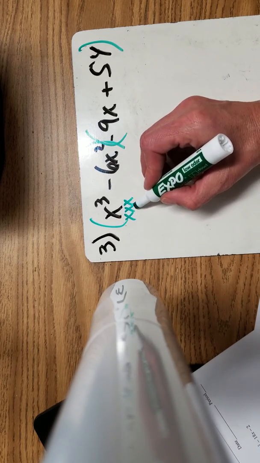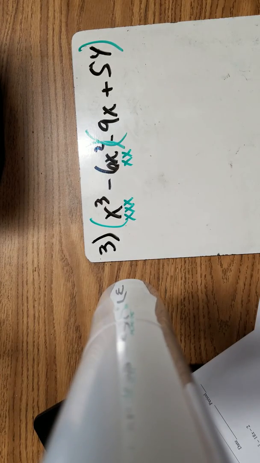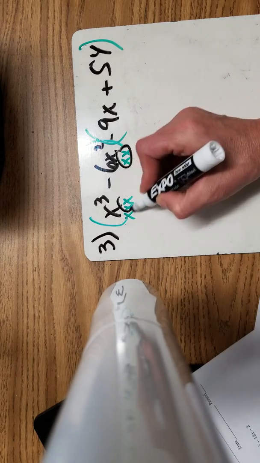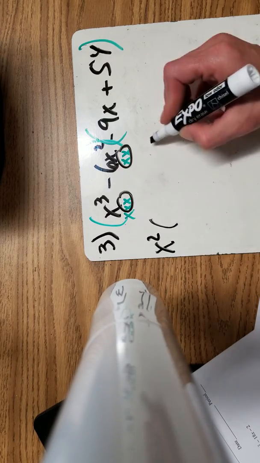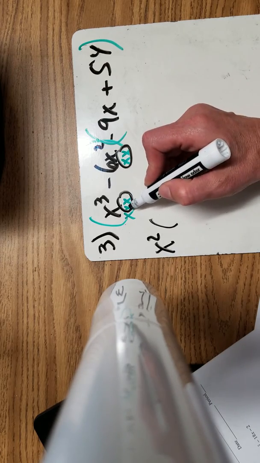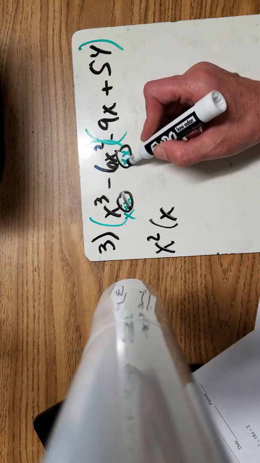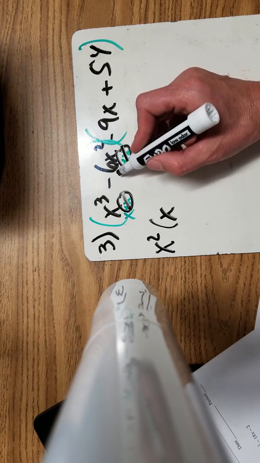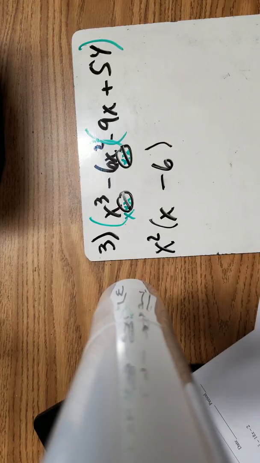X to the third is x times x times x. X to the second is x times x. What do they have in common? They both have x squared. So you'll factor out an x squared. Okay, so if I take away x squared from that, it leaves me with just that x. If I take away x squared from this, it leaves me with no x's, but remember, it has that minus 6. And if you end up factoring out everything, then you have a 1 left over because we're dividing, and anything divided by itself is always 1.